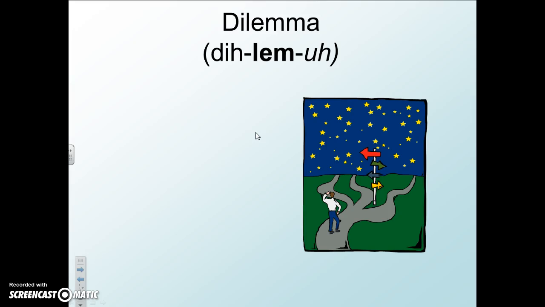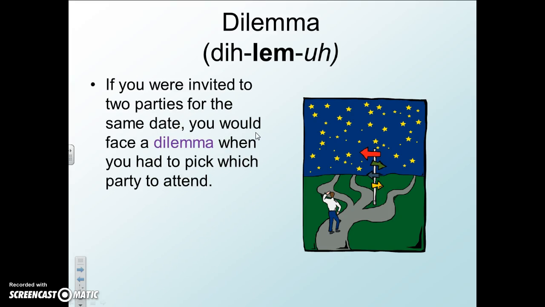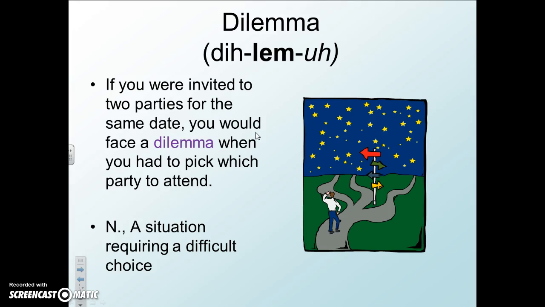Next, a dilemma. A dilemma is, if you were invited to two parties for the same date, you would face a dilemma when you had to pick which party to attend. As you can see in the picture here, the guy doesn't know which path to take. If you have more than one party on the same day, it's a difficult decision. So a dilemma is a situation requiring a difficult choice. When you're facing a dilemma, you're not sure what choice to make or which path to follow.